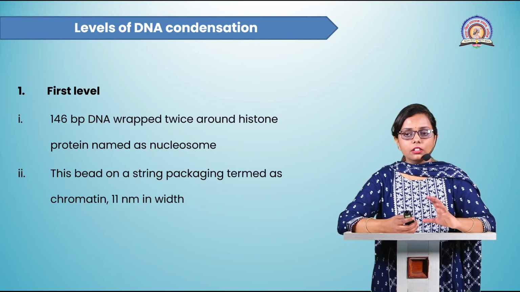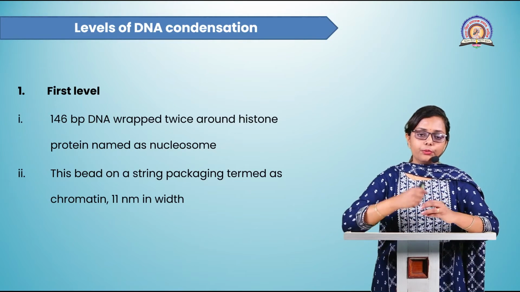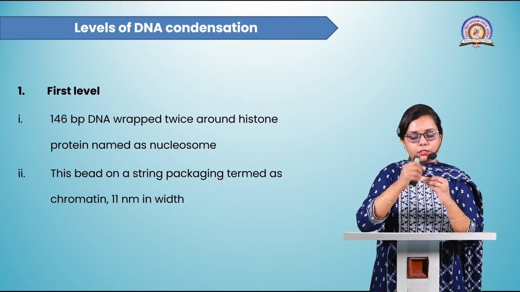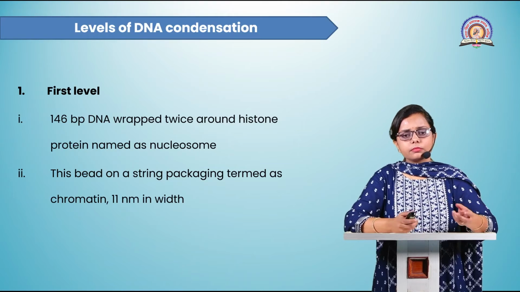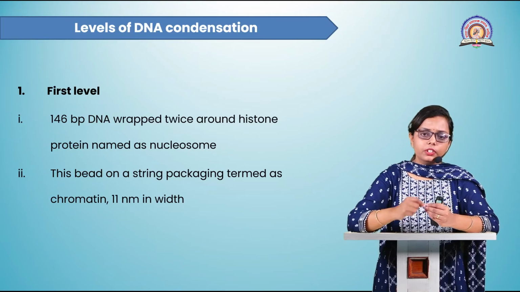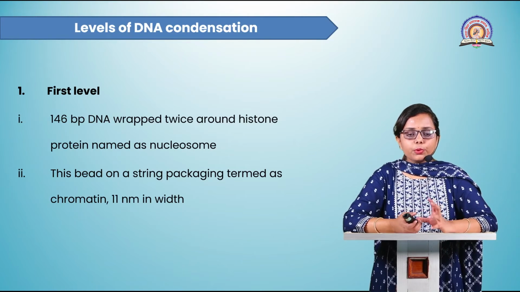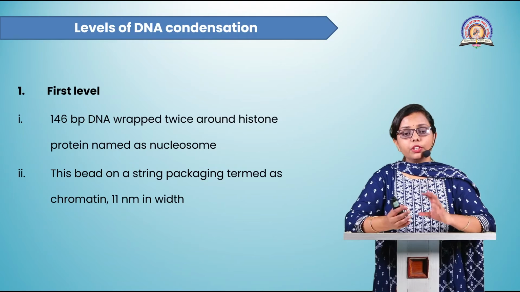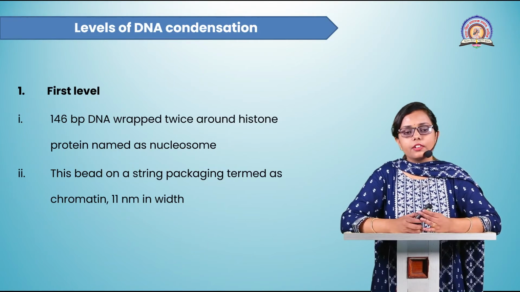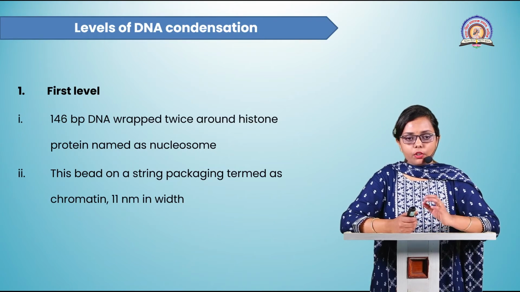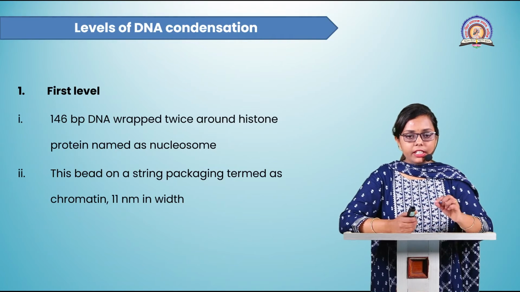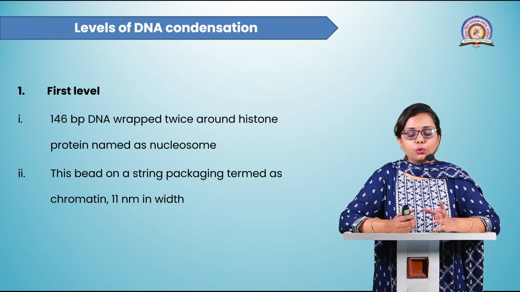So imagine wool, how we wrap it around a ball or anything, okay, like that. In the same fashion, DNA is wrapped around the histone protein. Histone proteins form the nucleosome. Around this histone protein, DNA is wrapped. So in the first level, 146 base pairs of DNA is wrapped twice around the histone protein set.